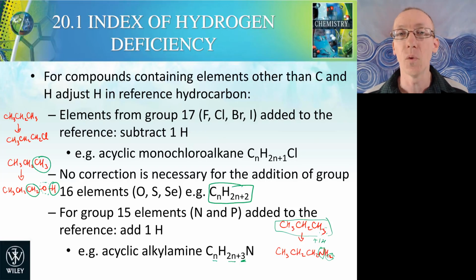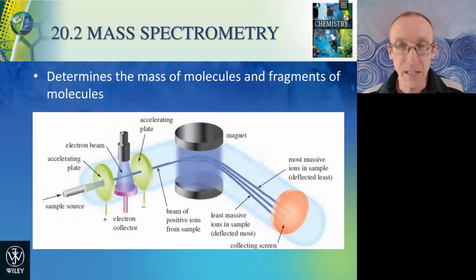And that becomes really important when we're looking at mass spectrometry, which allows us to work out the molecular mass and the molecular formula for a given compound. So what is mass spectrometry? Well, basically we take a molecule and we put it into an instrument that allows us to determine the mass of charged species that are going through the instrument.